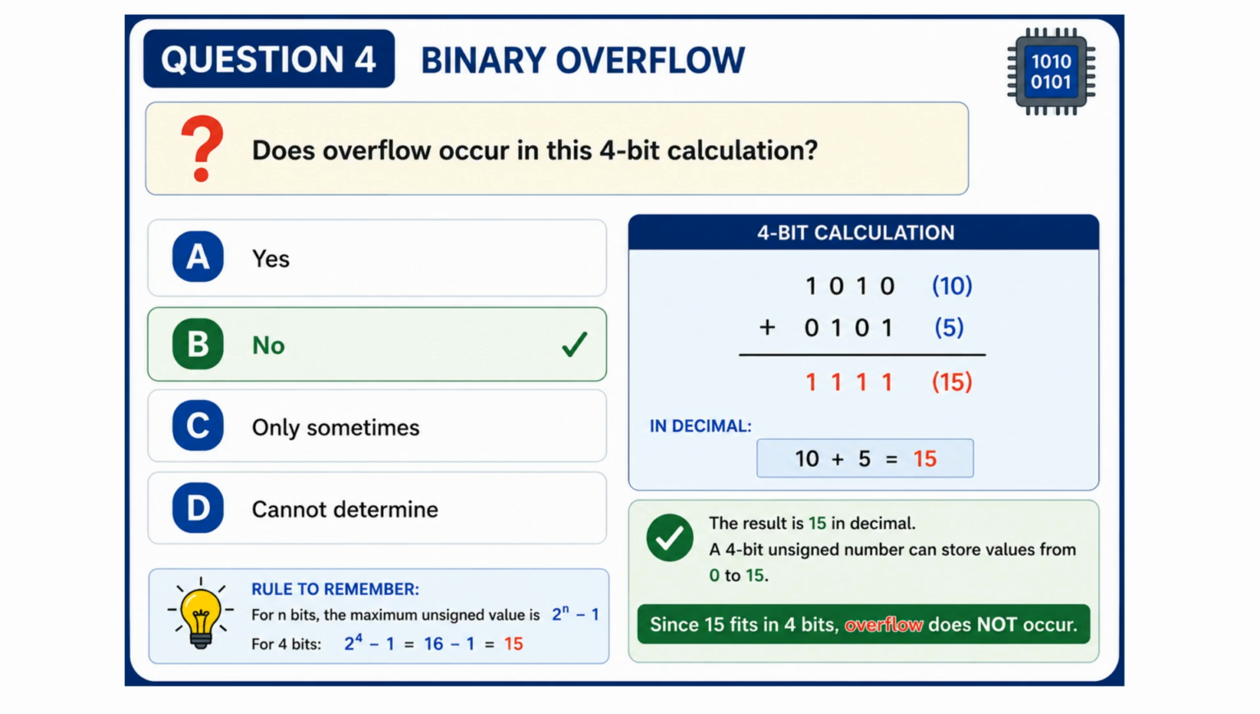Now, let's check the bit limit. A 4-bit unsigned register can store values from 0 to 15. Since 15 is exactly the maximum value, the answer still fits inside 4 bits. No extra bit is needed. So overflow does not occur. Remember, overflow happens only when the result needs more bits than the register can store. Since 15 fits in 4 bits, the correct answer is no.